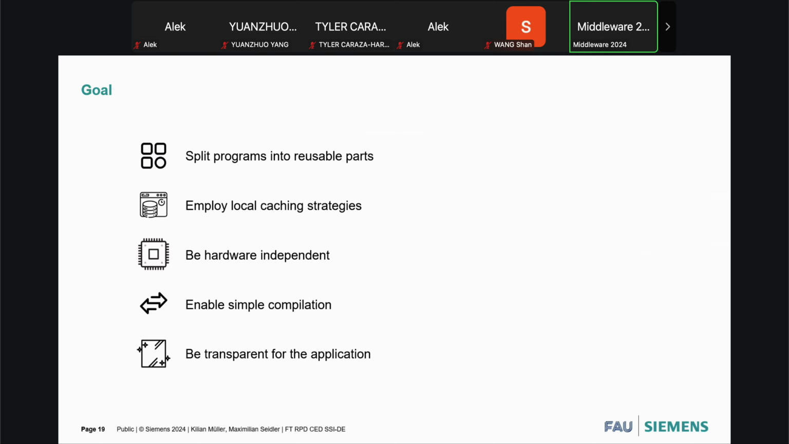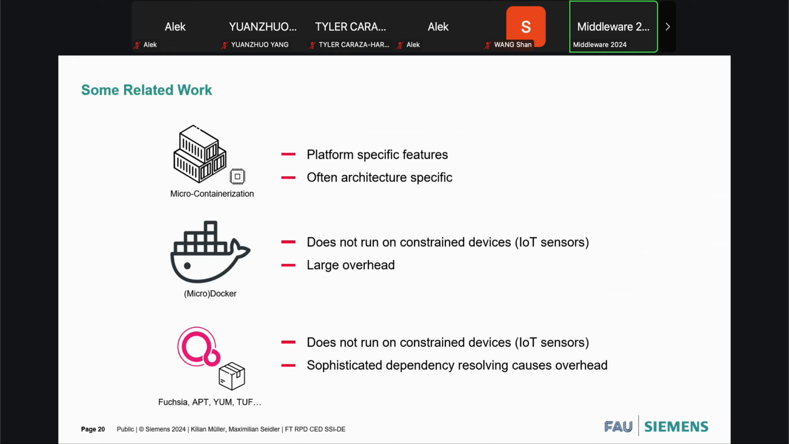So what is our goal? What do we want to achieve? We want to split programs into these reusable components, so that we can use caching on these domains. We need to be hardware independent because we have to use our framework on all of our PLCs, which are quite various already, but we also have to include IoT nodes because of the sensing part. We want to have it simple, and we want to have it transparent for the application.